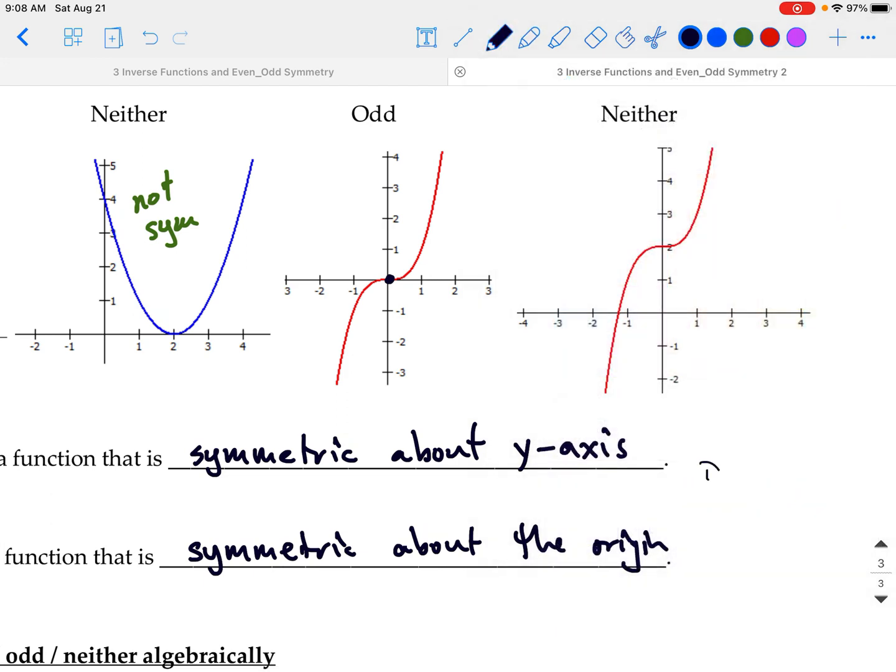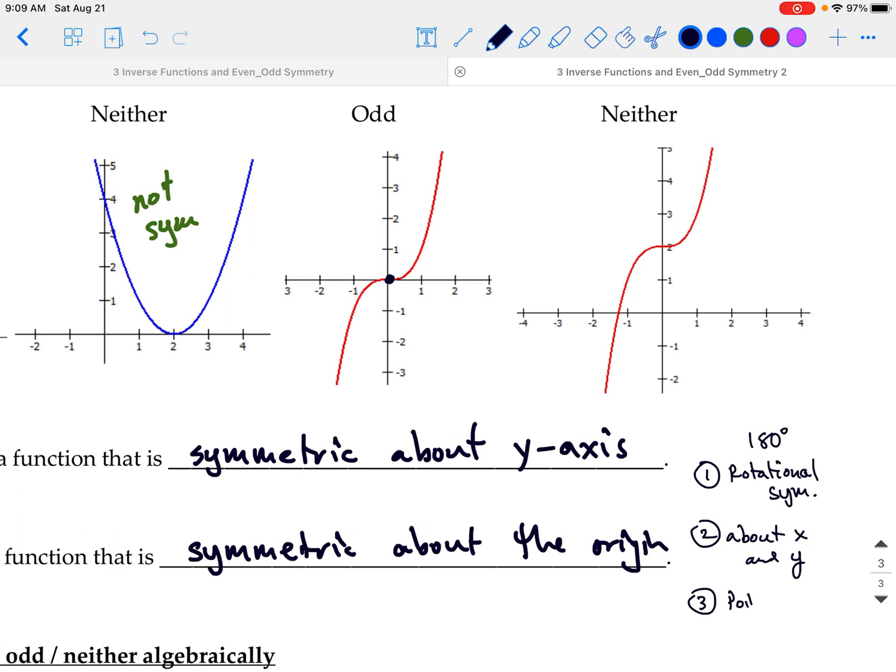So one would be rotational symmetry. So if we rotated our graph 180 degrees about the origin, so we rotate it all the way around, we would actually get the same graph. So it has 180 degree rotational symmetry. Another way to think about it is it has symmetry about x and y simultaneously. So if we reflected about x and y, we get the same graph.